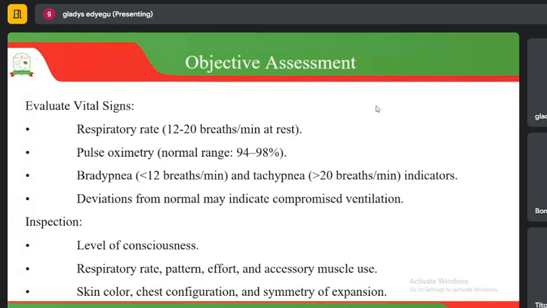Then the chest configuration is also very key. There are intercostal recessions that can tell you that this patient is struggling. Is the chest expanding in a symmetrical way, or is it expanding asymmetrically, meaning that when you look at the chest, you realize one side is expanding while one side is not, but they are supposed to be uniform. So they have to be symmetrical in expansion. They have to move at the same pace. So those are the things you have to look at.